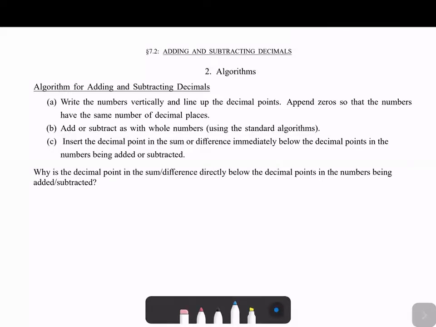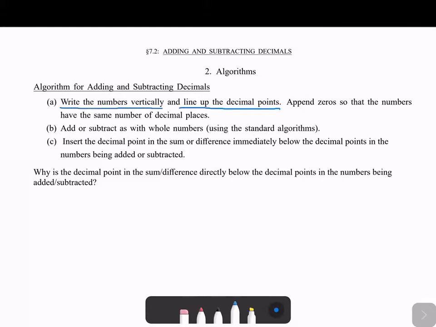The first thing that you need to do when you're adding and subtracting decimals is, just like before, write the numbers vertically. And in this case, we're going to line up the decimal points. This is something that we're adding to this algorithm. When we talked about this algorithm in chapter 3, we didn't line up the decimal points because there were no decimal points to line up.